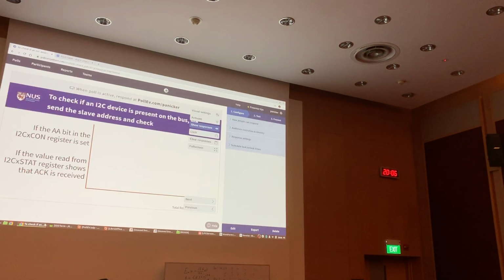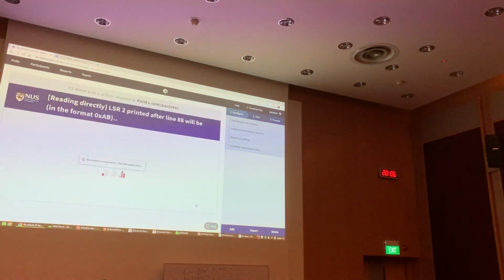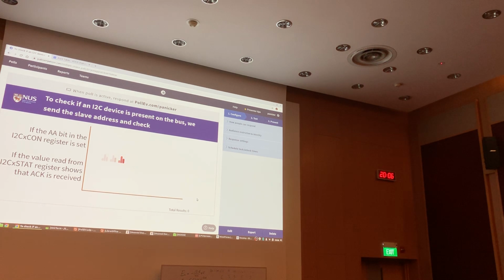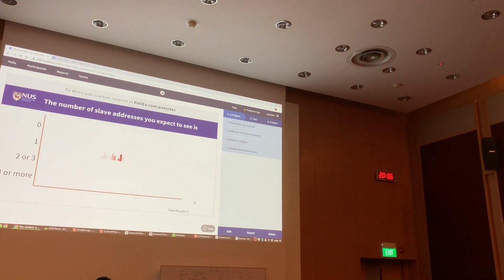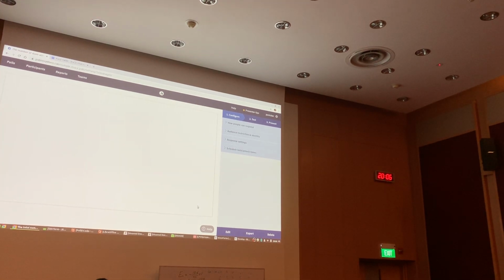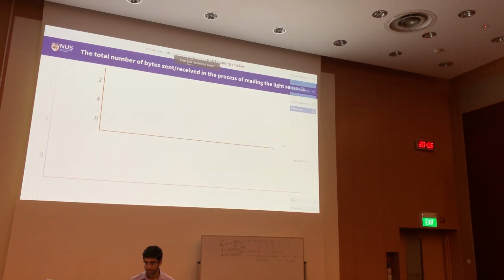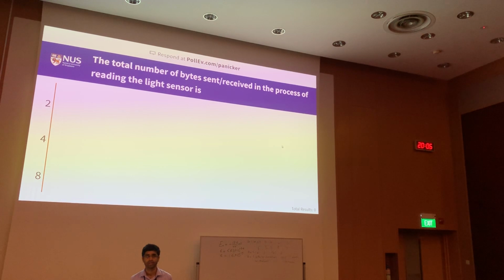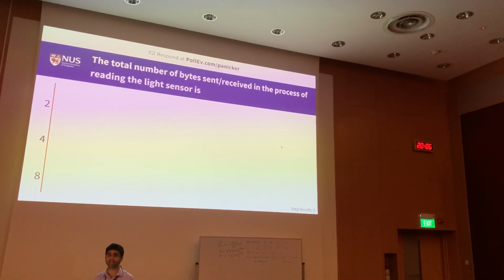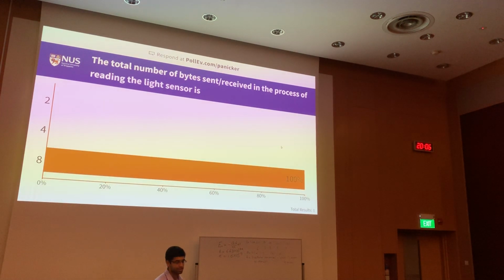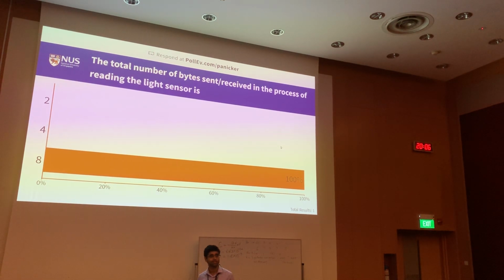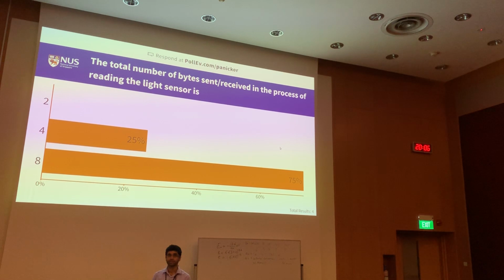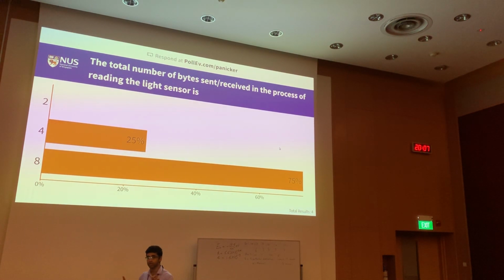But before I run it, let me ask you this question. The number of bytes sent or received, that is the total number of bytes going back and forth in the process of reading the light sensor. I am essentially running the light read function, which is supposed to read the light sensor, right? So how many bytes are transacted? That's a question. Is there any tutorial to help you recall the total number of bytes going back and forth when you do a single light read, when you call the light read function?